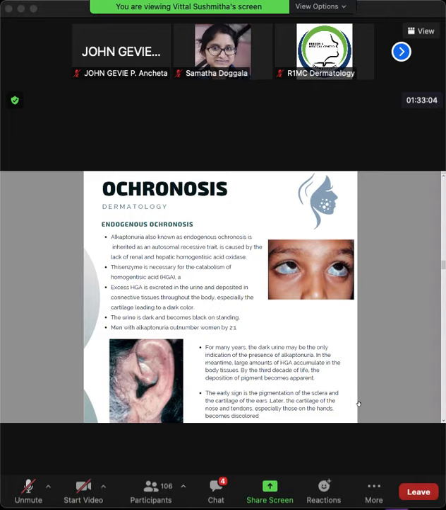The excess HGA is excreted in the urine and deposited in the connective tissue throughout the body, especially in the cartilage, leading to the bluish dark color. As we see in the picture of the eye, there is a bluish dark color. The urine is dark and becomes black on standing, and the men to women ratio is 2:1.